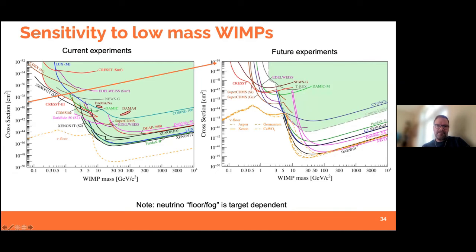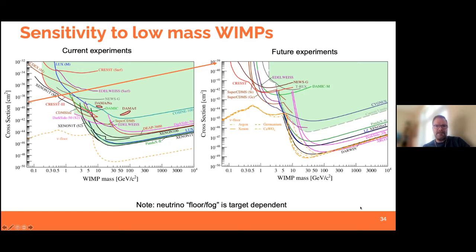But looking forward, the future is bright here. Again, you see projected sensitivities for SuperCDMS, CREST, Edelweiss here, and note the change of scale in these plots. The scale on the plot on the right here stops at 10 to the minus 39. So if you put this on the same plot on the left, we are exploring these regions down here.